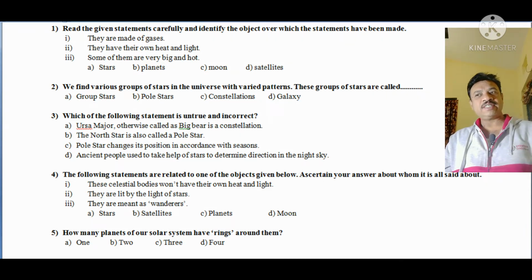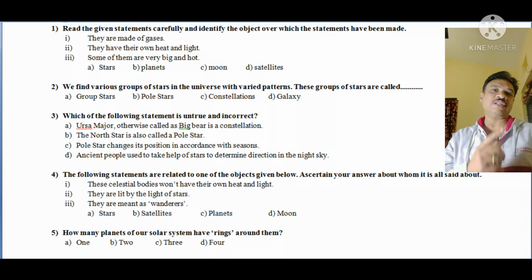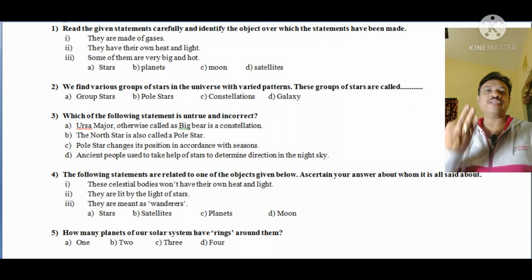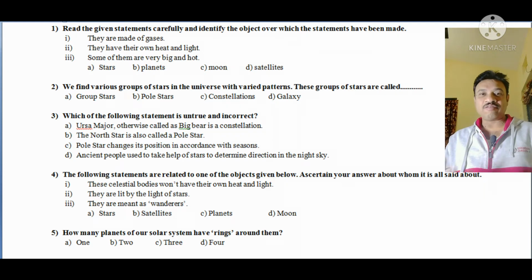How many planets in our solar system have rings around them? This is a bit confusing question, but you have to answer whether 1, 2, 3 or 4. Your answer should go for 3. 3 planets have rings. Basically we speak that only one planet, that is Saturn, but not only Saturn, another 2 planets too have the same thing. Jupiter also has rings, Saturn also has rings, and Uranus too has rings. So 3 would be your correct answer.